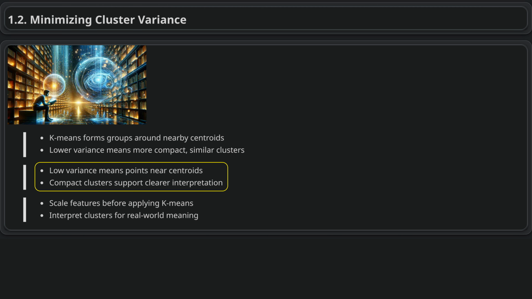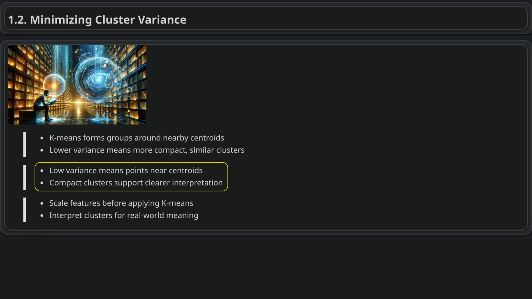Cluster variance shows how far points in a cluster are from its centroid. Low variance means the cluster is compact and consistent, while high variance may mean the group is too broad or too few clusters were used. K-means tries to minimize this variance by forming compact, roughly spherical groups, making the results easier to interpret and use for decisions.